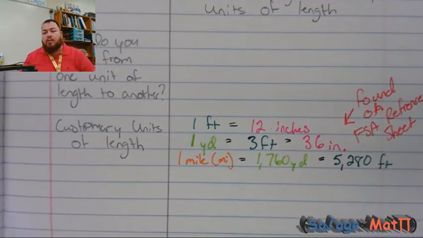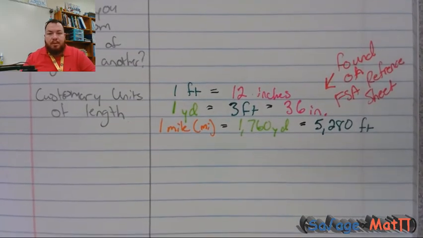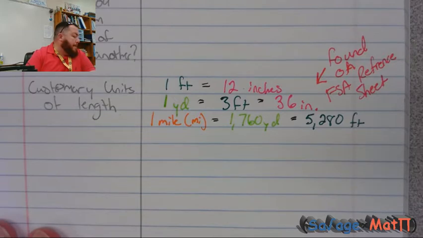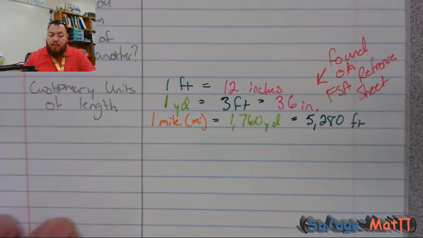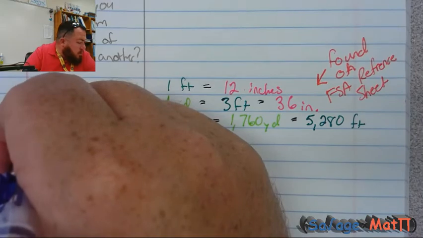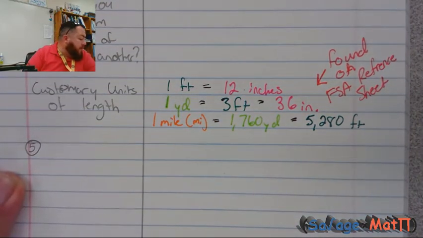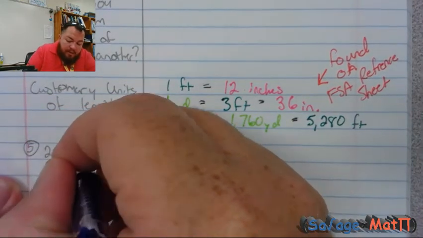So that's all we're going to do today is transfer from one to the other, okay? And let me do two different examples with you guys, okay? And I'm going to do, from guided practice, I'm going to do number 5. So I'm going to come over here. And I'm going to do number 5. And for number 5, I have 219 inches.